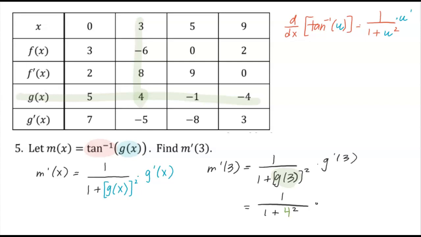We need g prime. G prime of 3, so we're here in this row, negative 5. So it appears that we're going to end up with a negative 5 over 16 plus 1, 17. Negative 5 over 17, which is D.